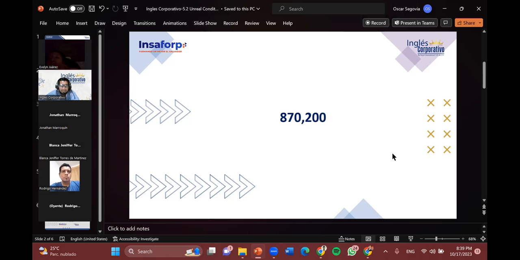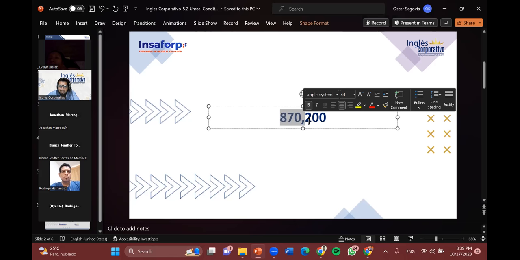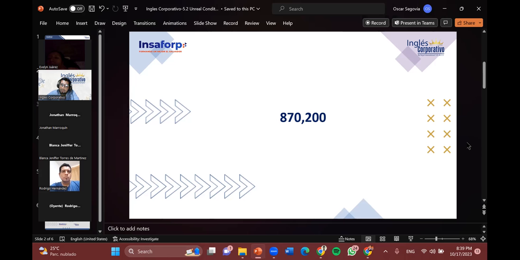Ese es como más complicado porque primero tenemos que decir, ¿verdad?, la centena, que sería 870,200. Sí. Entonces, 870,200. Can we try it, Evelyn? Okay. 870,200. Yes, there we go. That's the way. So very good. Yeah, that's how we are going to be saying these amounts.